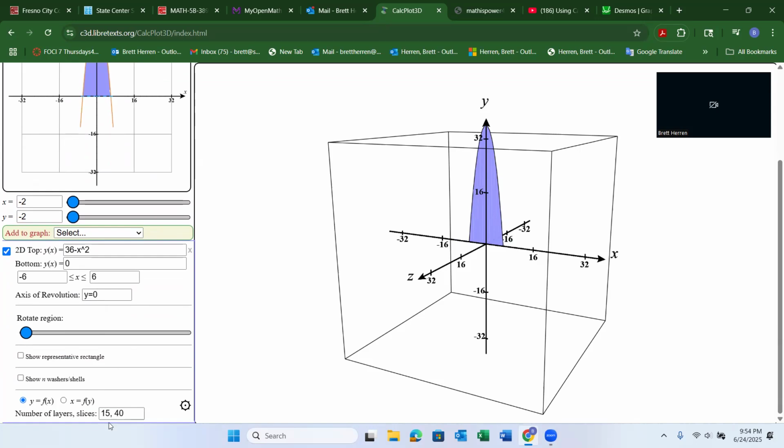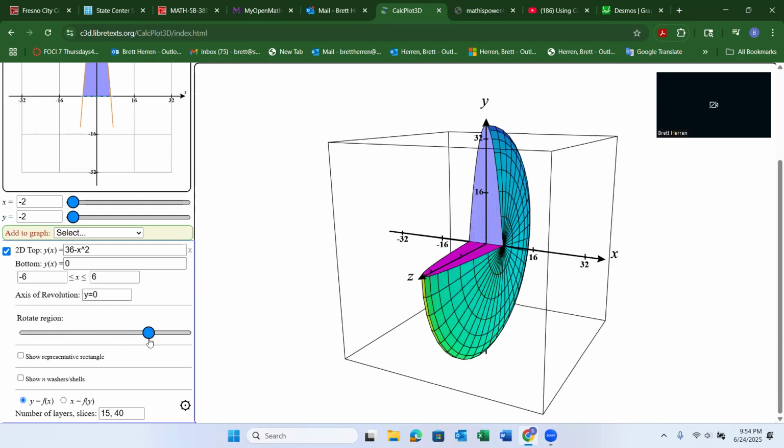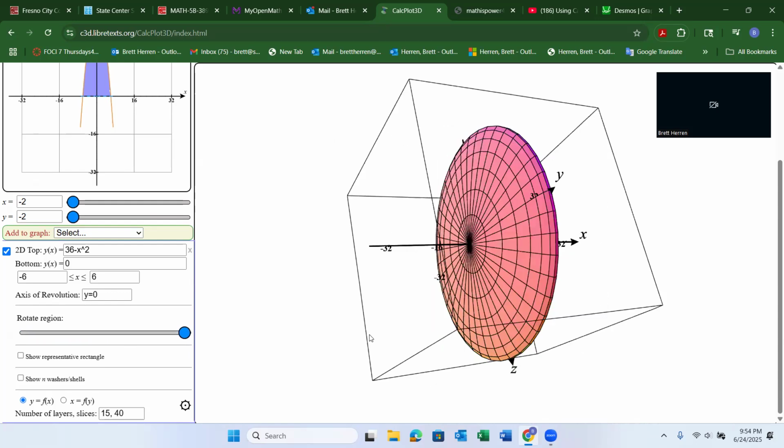Okay, now we want to revolve this. Oh, and we're revolving about y equals 0. Is that right? Well, it said about the x-axis. So that is y equals 0. So yep, that's right. Here we go. And there is our three-dimensional shape. And you can move it around and see it.